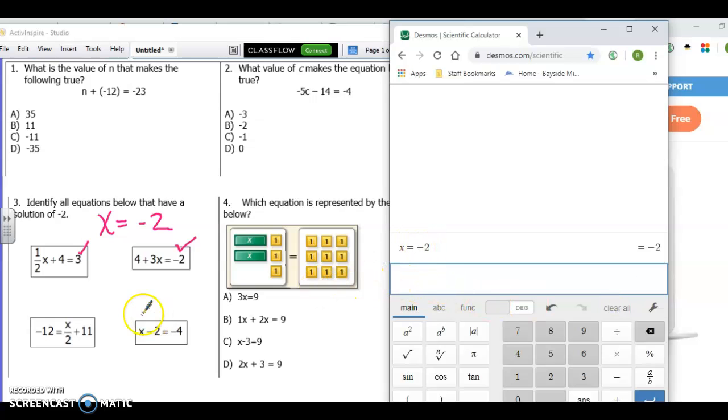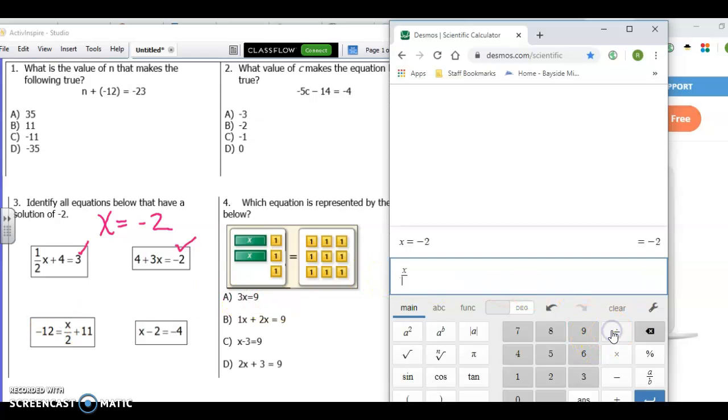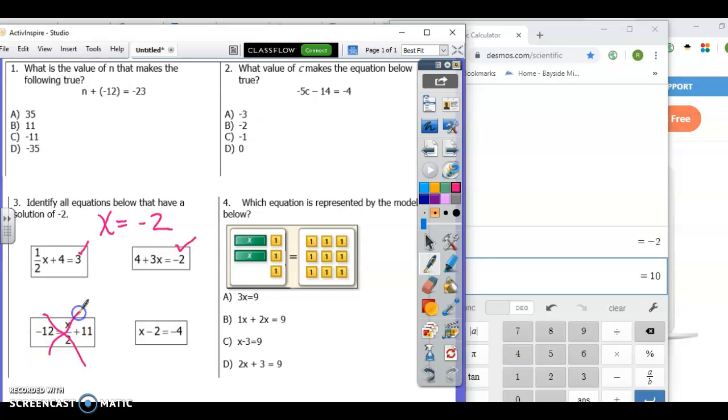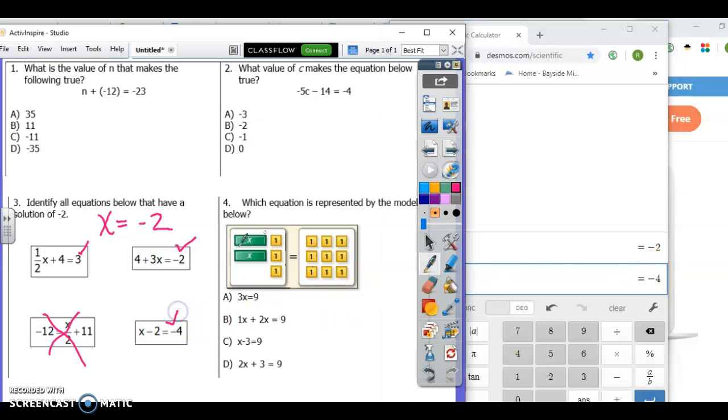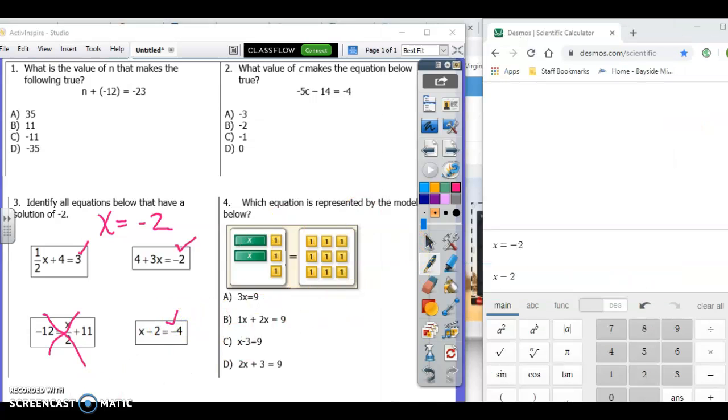So I'm going to leave this typed in. I'm going to type in this portion and see if I get negative 12. So x divided by 2 plus 11. And the answer says it should be negative 12, and this gave me 10. So that means this is not correct. And then we're going to try the last one, x minus 2. And the answer should be negative 4, and this gives me negative 4, so that means this is the correct answer.